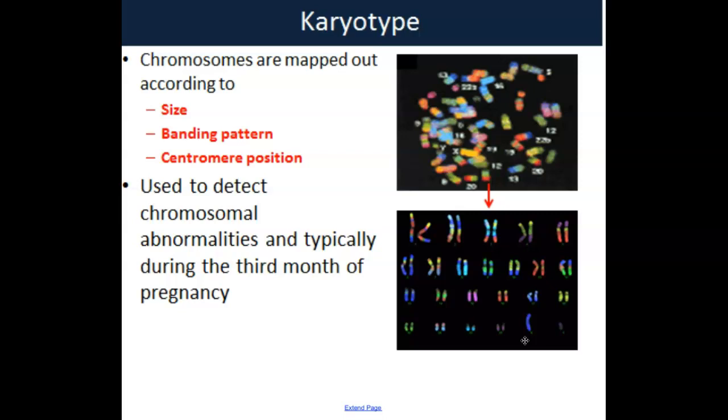The reason that we would use a karyotype is because, maybe during a pregnancy, we want to figure out if there's any genetic abnormalities. So maybe an extra chromosome or one less, or maybe chromosomes that are missing pieces of it. And we usually do this during about the 3rd month of a pregnancy.